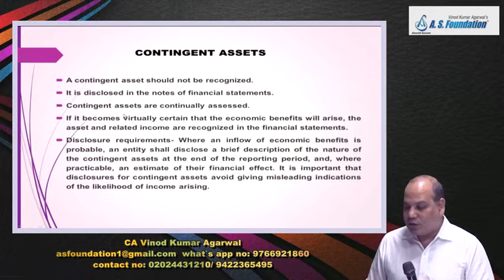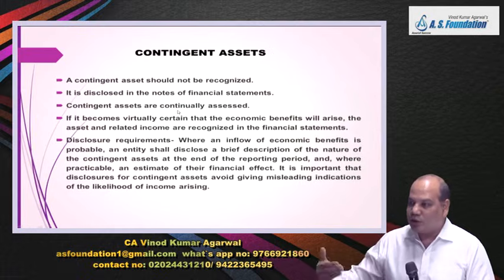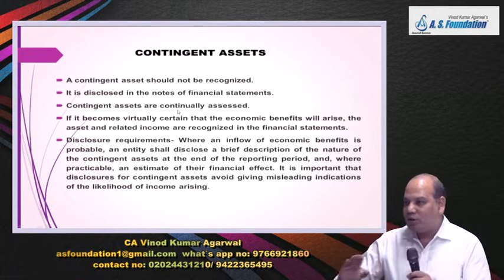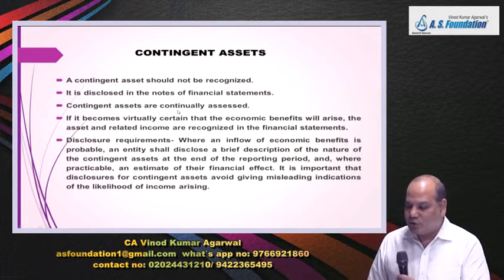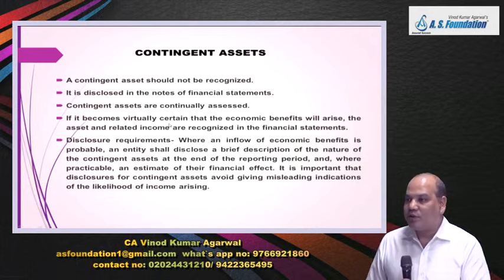Like contingent liabilities, contingent assets are also continually assessed. What is continually assessed? At every reporting date, see the status, whether it is still a contingent asset or it has become an actual asset or none. Remove it from the disclosures. When will a contingent asset be recognized? If it becomes virtually certain. Virtually certain means absolutely certain, no doubt.